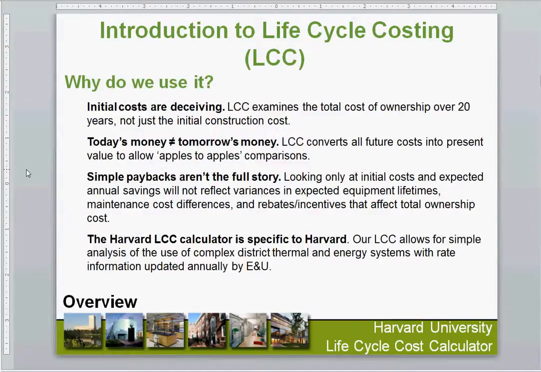So why do we use it? There's a number of reasons we use the life cycle calculator, and many of these will become more apparent as we actually get into the use. The first one is that initial costs are deceiving. It's very easy, especially on capital project teams, to just look at that big number at the bottom, which is how much is this going to cost me overall, that big initial cost. And it's going to be a very large number in most projects.